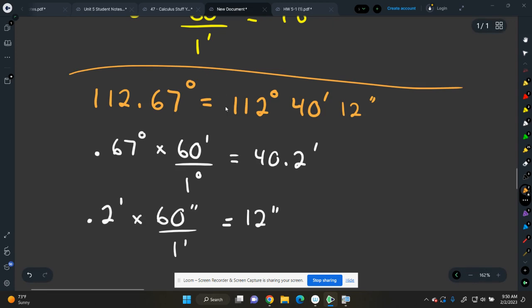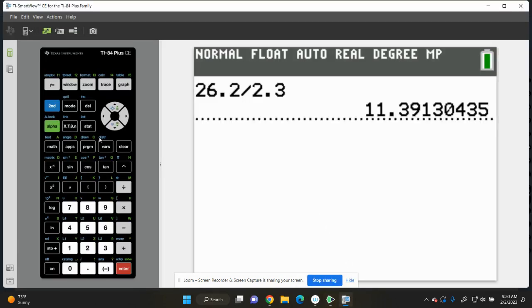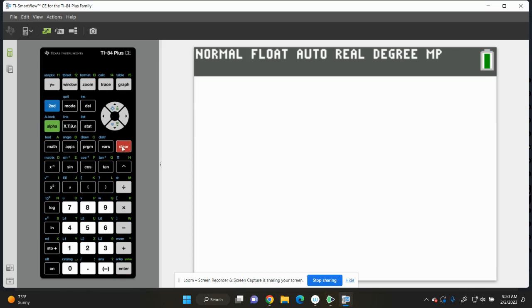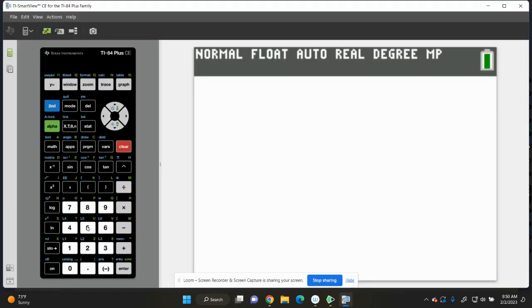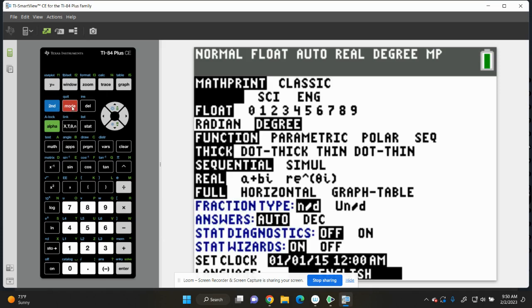Okay. Your calculator has a really nice feature on it. You have to know how to do this by hand, but you can do it on your calculator. So we had 112.67, and we're going to put the degree mark on there. Make sure that your mode is in degrees, right? So press mode and make sure you've got degree highlighted there.